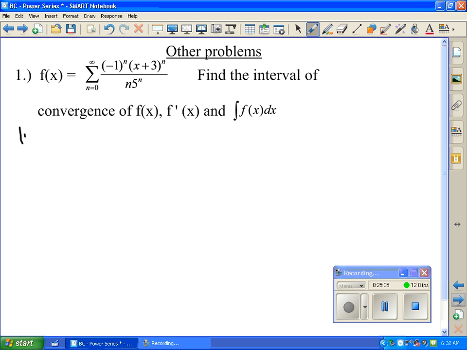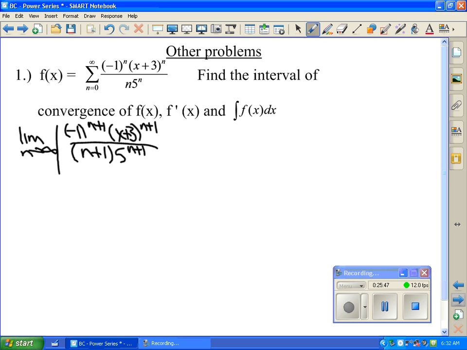So we're going to take the limit as n approaches infinity of (-1)^(n+1) (x+3)^(n+1) over (n+1) 5^(n+1), divided by the nth term, (-1)^n (x+3)^n over n 5^n. And basically what I'm doing is I'm applying the ratio test from our last unit, finding the values of x that make the ratio less than 1.